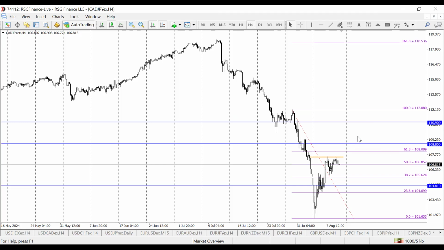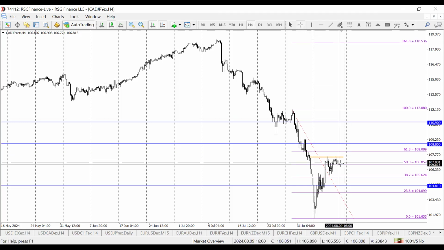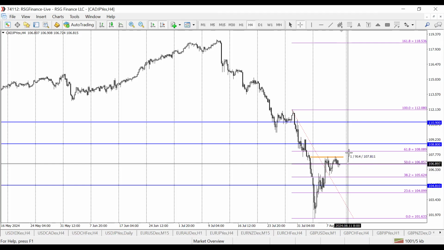So we have to be prepared for it. And as traders, you have to factor in all of those risks. So if we begin to see price go into this level, this will give us the best risk to reward ratios to sell into the 104.84.